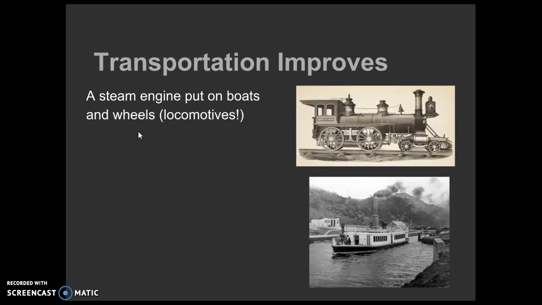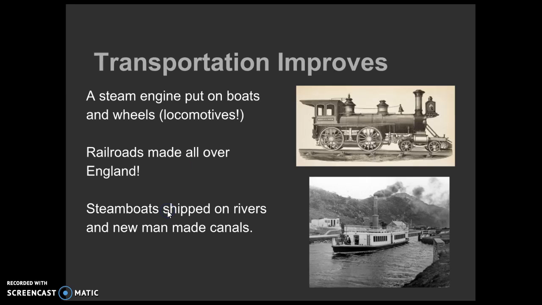And steam leads to transportation improvements. Like we said, they put the steam engine on boats, and you had steamboats, which would travel down canals and increase shipments of goods. And you put the steam engine on wheels, and you have an early locomotive or train for a railroad. So you start to see railroads in the mid-1800s pop up all over England. So now people can sell their goods across a greater area.